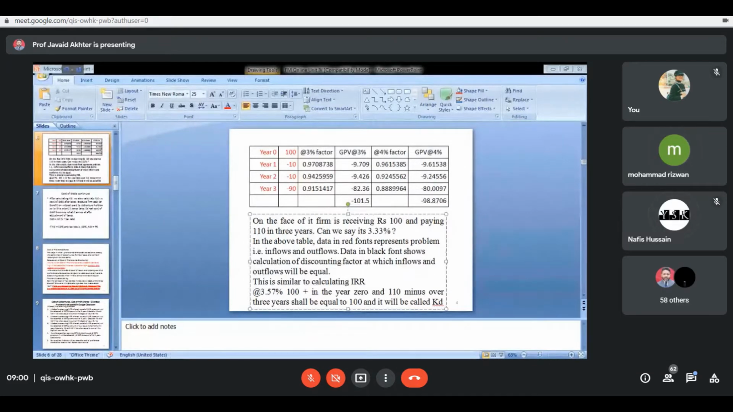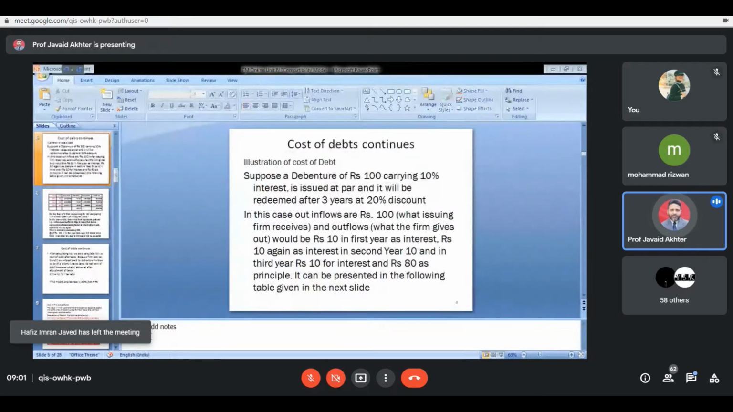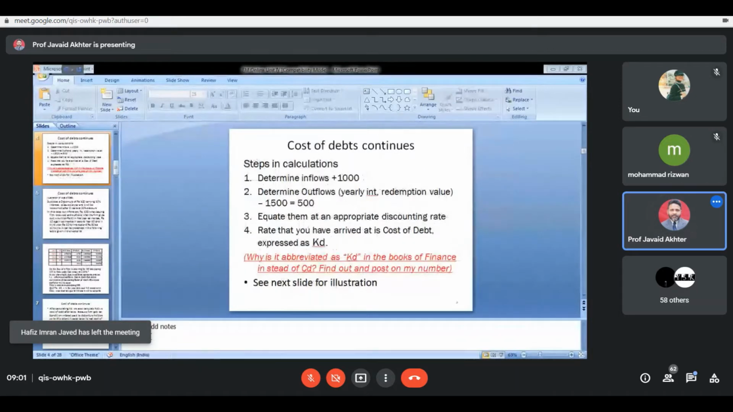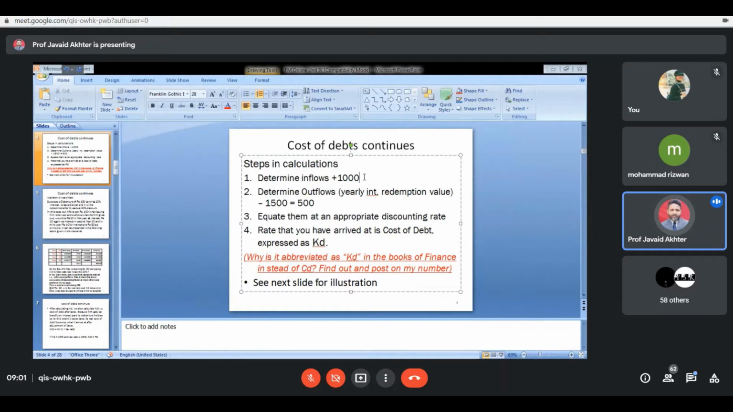Cost of debt. Still, look at the table, the previous slide. What did I tell you? Equate them at an appropriate discounting factor. Equate them means our objective is that the 1000 we are receiving is plus, and 1500 is minus. Taking this as an example, what is our interest? We want to know at what rate this 1000 will be equal to 1500.